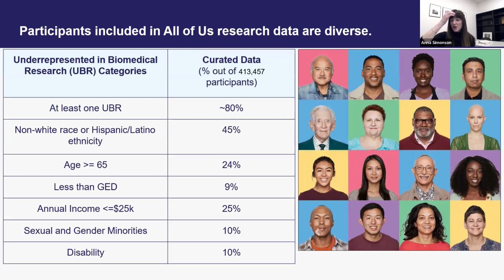Some of these other categories are also of note. 24% of participants are over the age of 65. 25% have an annual income of less than $25,000. 10% selected an answer that categorizes them as a sexual and gender minority, and 10% indicated that they have a disability.